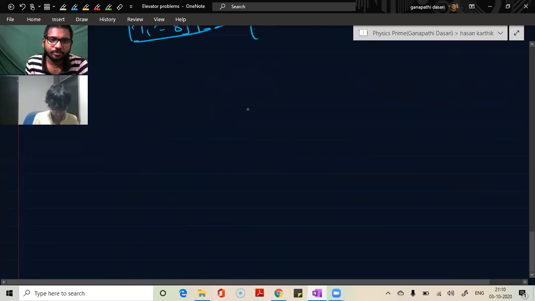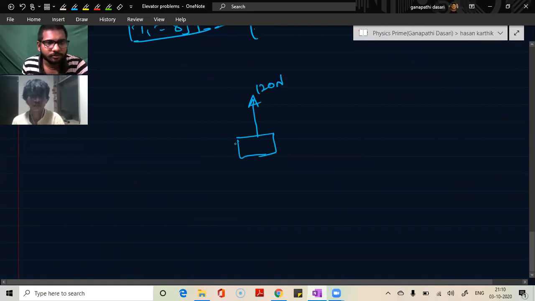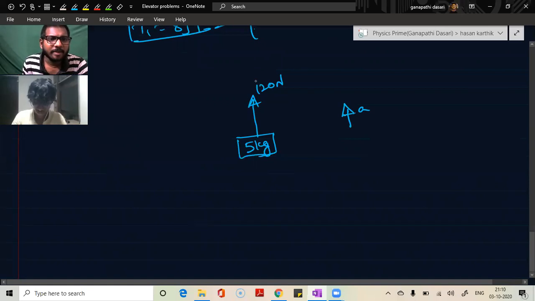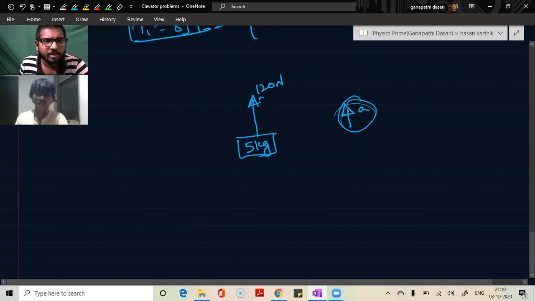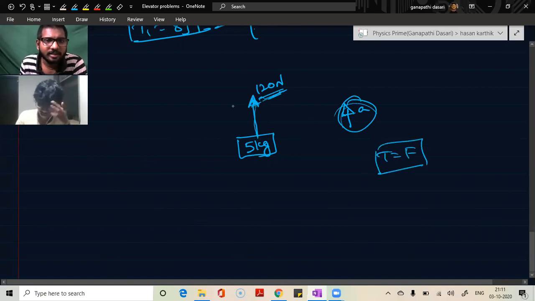Whenever a block is given like this, suppose a person is applying 120 Newton force. Don't write acceleration in the free body diagram. Only write forces. That is equal to mass into acceleration. So this 120 Newton force, whenever a person is applying on the topmost point, whenever this end of the string is pulled with 120 Newtons force, that entire string will get tension to be that force. This point you should understand.